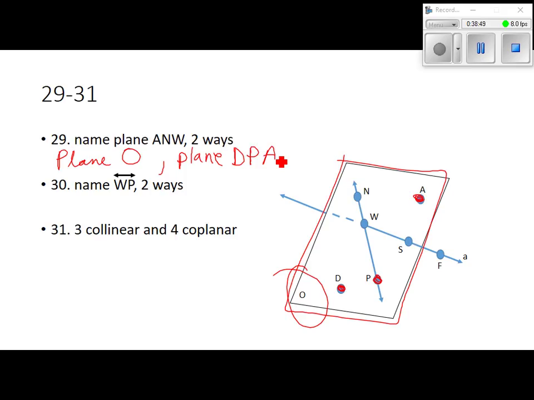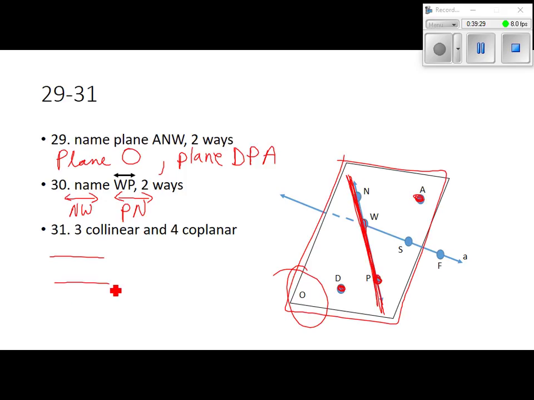Number 30, name line WP 2 other ways. Well, the first thing I know right away, if I'm naming that line 2 other ways, the new things have to be lines also. Line WP is right here. Well, I just picked any 2 letters on that. So N and W fall on that line, so I could call it line NW. We already used W and P, so we don't want to use that again. We could have named it backwards and used PW, or we could use PN. Bunch of different ways to name it.